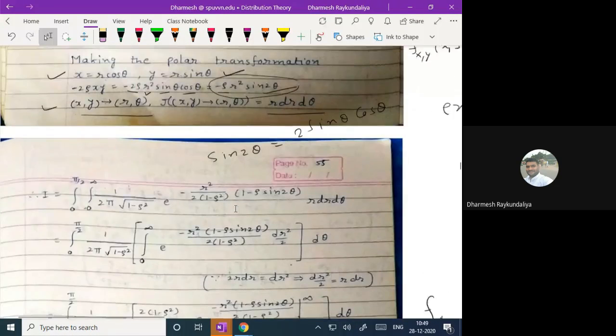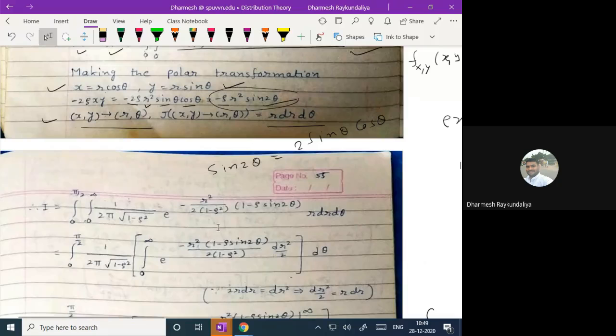Okay. Now we will substitute the range. So now the range is changing. The range of x is from minus infinity to infinity. Now the range of theta is changing from 0 to pi by 2.